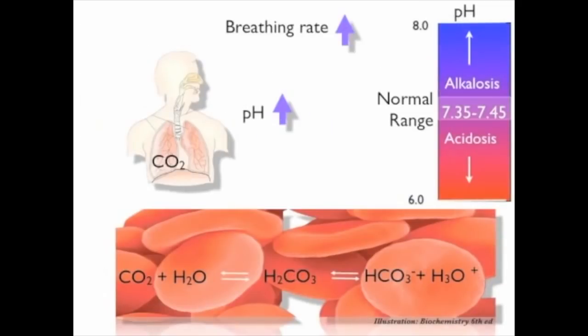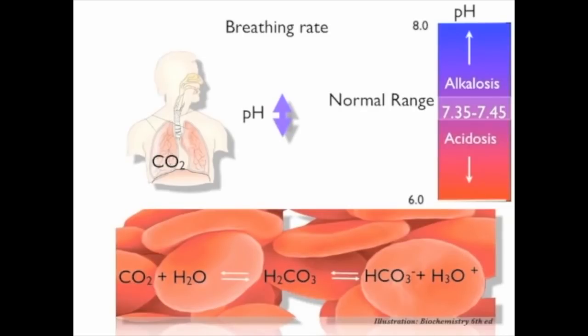And so we said that the normal pH range in the blood is between 7.35 and 7.45. Now above this pH value, the blood is said to be alkaline, and this is a condition called alkalosis. Below this pH, the blood is acidic, and this condition is called acidosis.